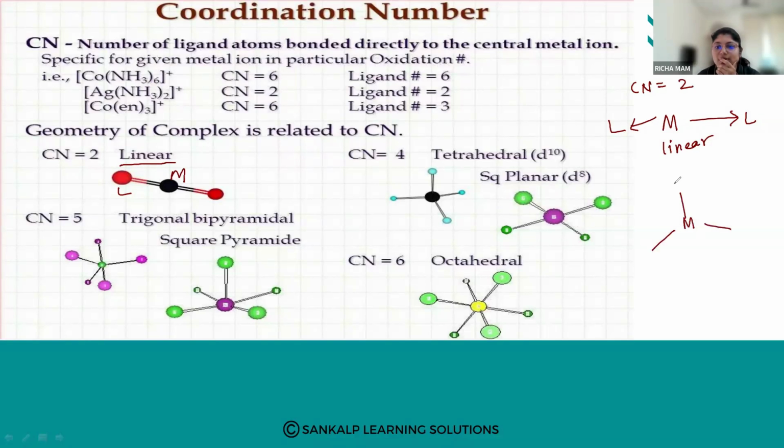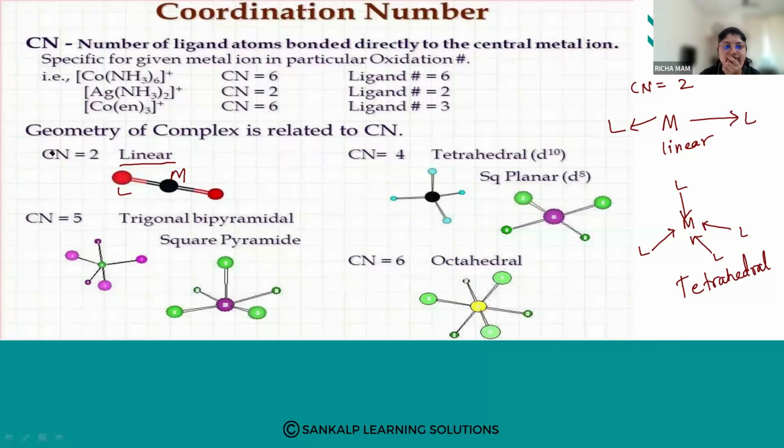two arrangements. One is the tetrahedral arrangement. So this is the tetrahedral arrangement. And another is the square planar arrangement. Okay, square planar arrangement. I can write it like this.